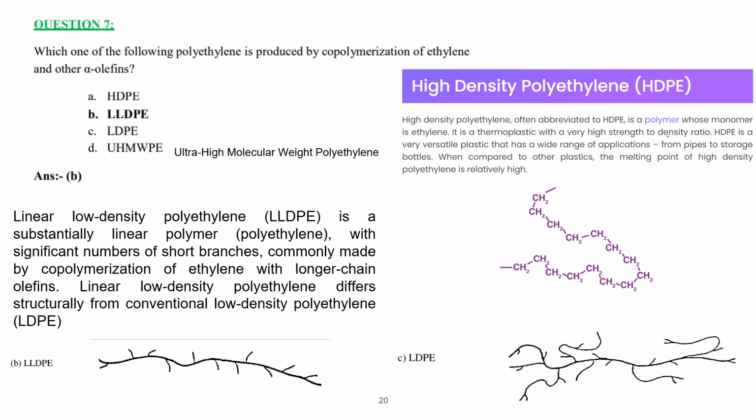So this is called high density polyethylene. It is thermoplastic with a very high strength-to-density ratio, and this kind of plastic is used for pipes and storage. The melting point is very high, as it should be, because it is denser and more ordered. This cannot be formed from ethylene and other alpha olefins, because the R group would lead to branching, which is not what high density polyethylene is. So it is not the option. The right option is something else.